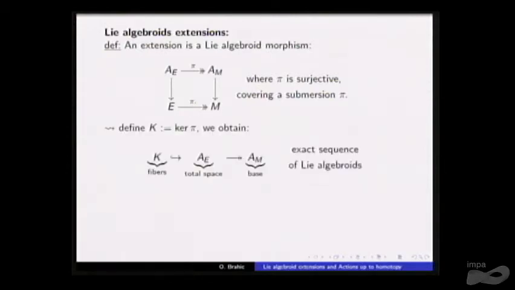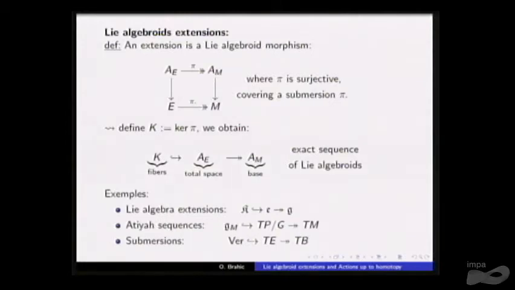So why is it called an extension? For the simple reason that you can take the kernel of this map, and as it turns out, it's a Lie algebroid. It injects into AE, and what you obtain is an exact sequence of Lie algebroids. So that's why they're called extensions. And if you have an exact sequence, well, it means surjective, right? So the kernel comes for free.